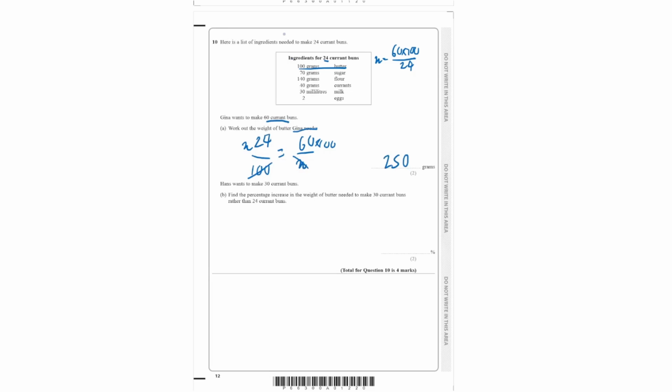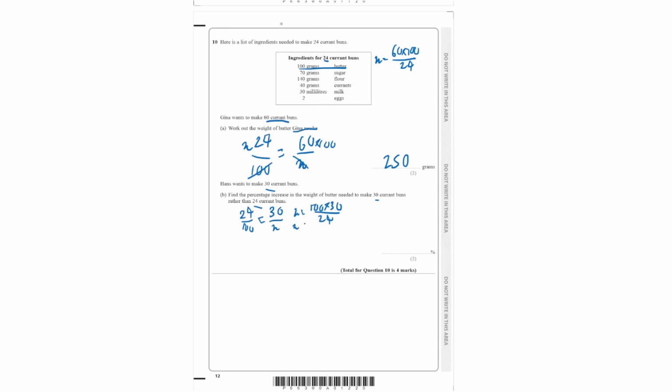250 grams. Hans wants to make 30 currant buns. Find the percentage increase in the weight of butter needed to make 30 currant buns as opposed to 24 currant buns. So first we need to find the amount of weightage for 30 currant buns. So again, we use the same formula. 24 is to 100, and here 30 currant buns is equal to x. So that means it is 100 times 30 divided by 24. Let's use our calculator. 100 times 30 divided by 24 gives us 125.